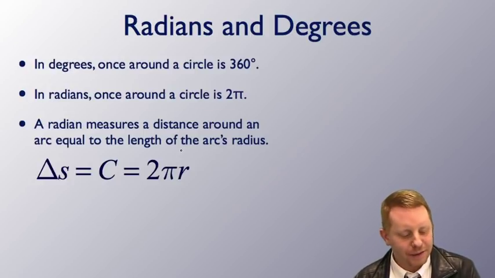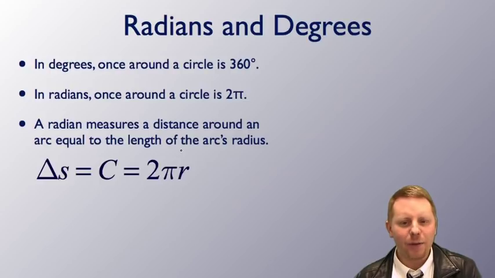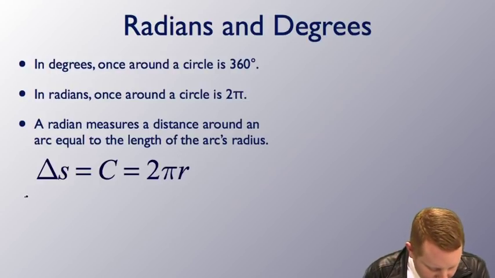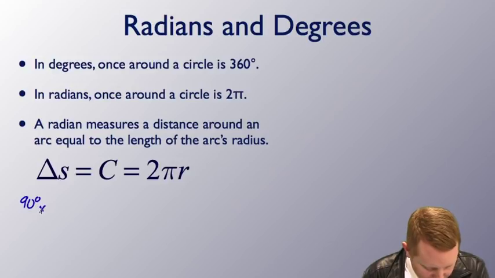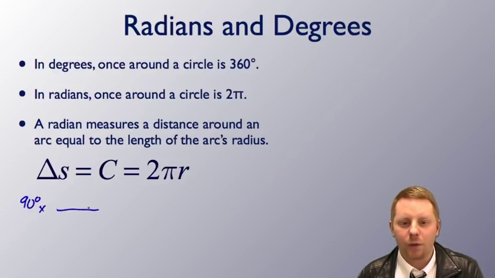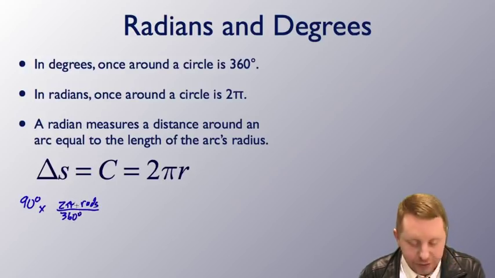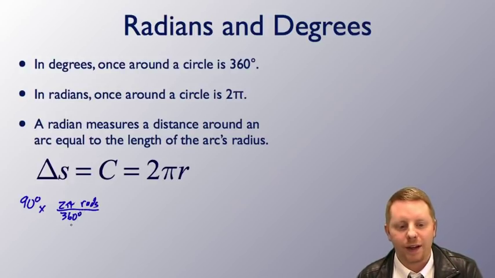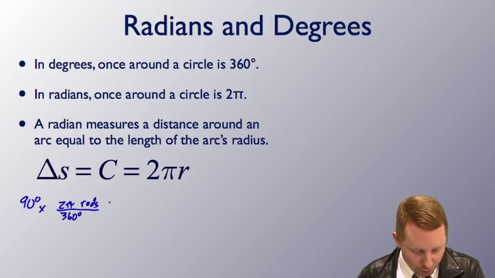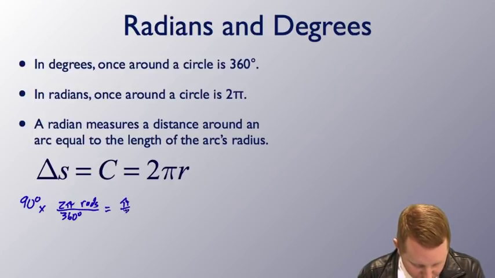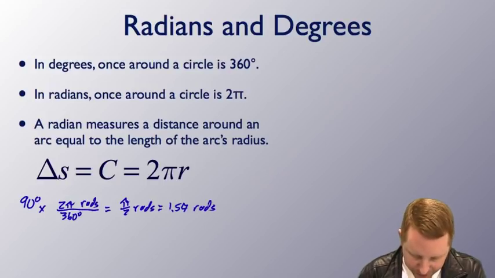So let's say, for example, we want to convert 90 degrees to radians. How would I do that? Well, let's start by writing 90 degrees, and we'll multiply that by 1, but I'm going to write 1 in a special way again. I'm going to write it as 2 pi radians over 360 degrees. They're the same thing, so the same thing over the same thing is 1, just written a little bit differently. When I do that, my degrees cancel out, and I end up with pi over 2 radians, or about 1.57 radians in decimal format.